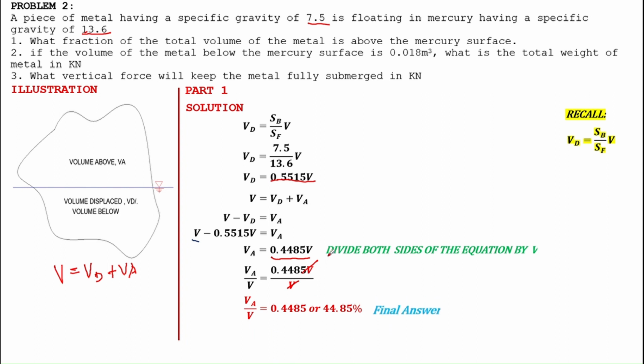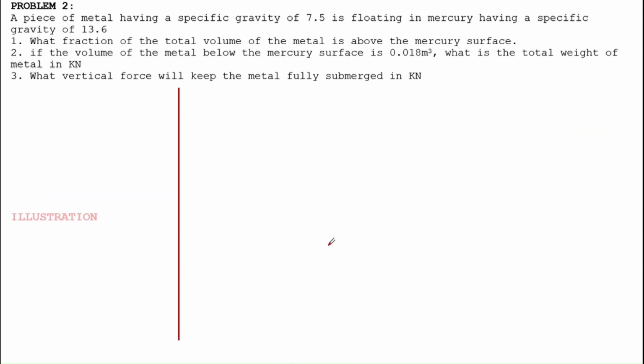For the second part of this problem, we were asked to determine the total weight of the metal in kilonewton if the volume of the metal below the mercury surface is 0.018 cubic meters. The illustration in this question is just the same as part 1.